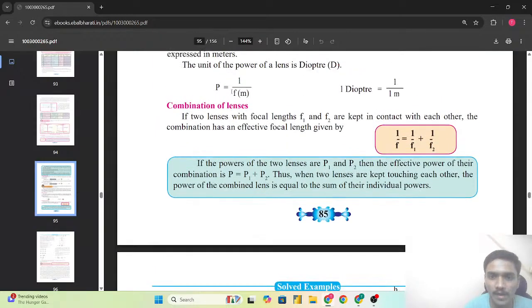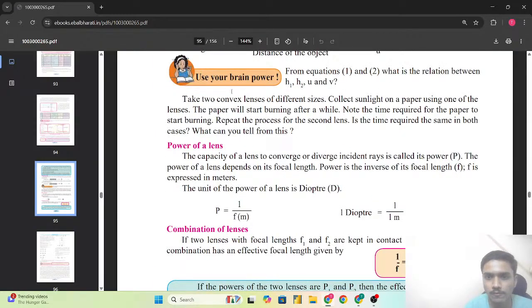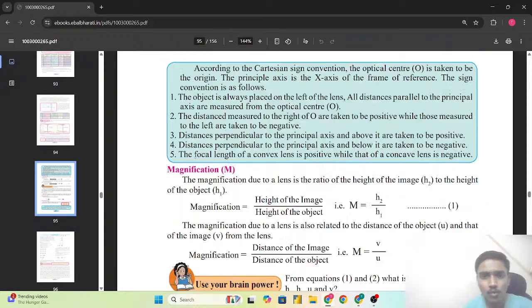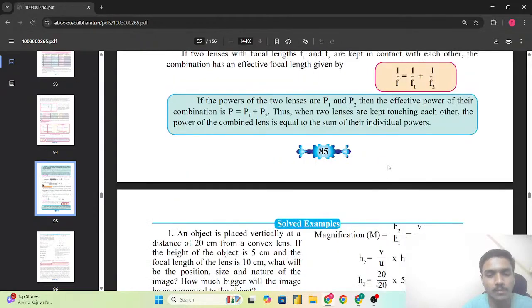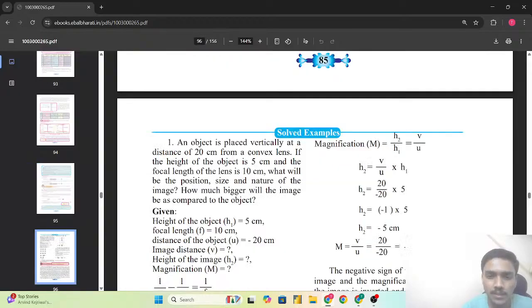So as I have told in the previous part, the focal length of the convex lens, that we can see here, the fifth point which is given here, the focal length of the convex lens is positive while that of the concave lens is negative. So we have to see which lens is being talked about in the numerical. As we see, in this numerical it is given that a convex lens is used. So for a convex lens the focal length will be positive obviously.